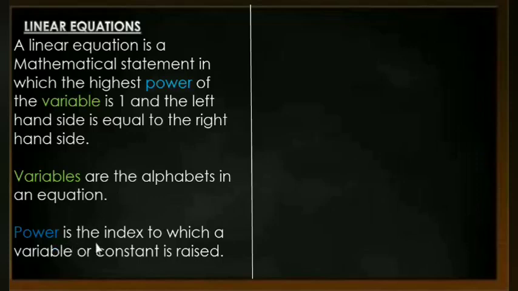What is power? Power is the index to which a variable or constant is raised. So a constant is the number you see in an equation. So the numbers you see in equations are referred to as constants, while the alphabets are referred to as variables.